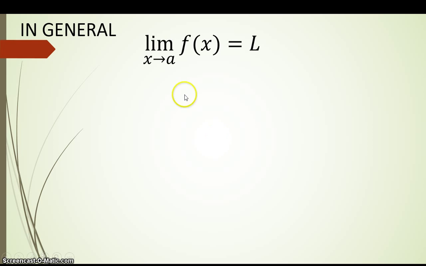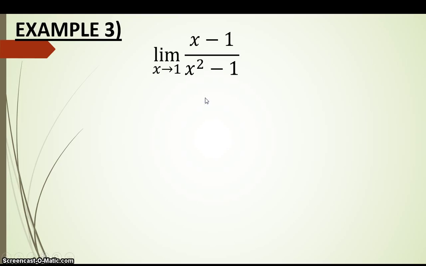So in general, the limit of a function as x goes to some number a equals L. But x cannot equal a. All right? So we'll get to what this means in a minute.